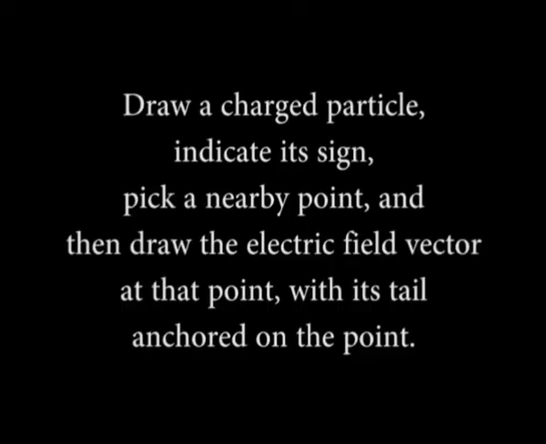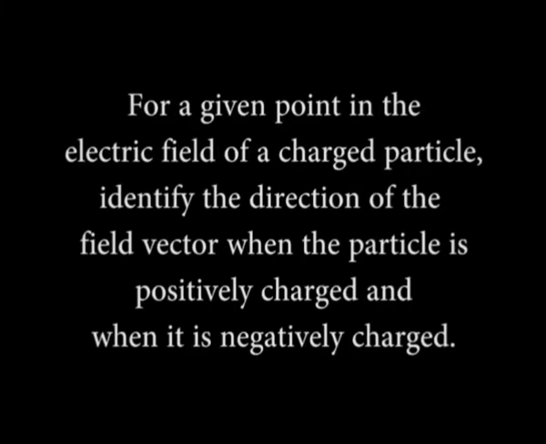Electric field due to a charged particle. After going through this section, you should be able to draw a charged particle, indicate its sign, pick a nearby point, and then draw the electric field vector at that point with its tail anchored on the point. For a given point in the electric field of a charged particle, identify the direction of the field vector when the particle is positively charged and when it is negatively charged.